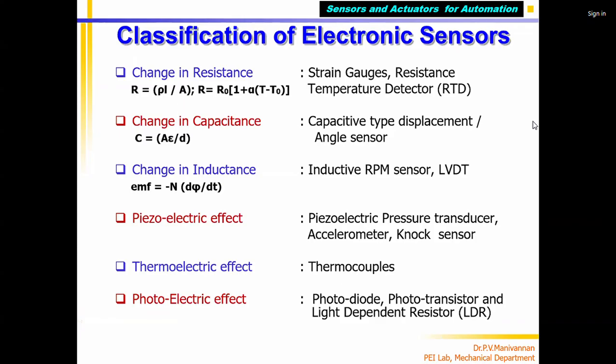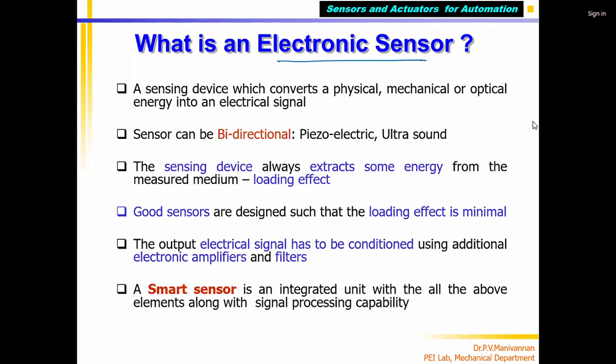Okay, now we'll see the classification of electronic sensors. I told you earlier, what is an electronic sensor? It measures any physical parameter and generates a proportional electrical signal. Okay, it should have the following. It can be a regular sensor, unidirectional or bidirectional, and it should have less loading effect. That means it should not extract energy from what it is measuring, and in that case, the measured quantity will be very close to the actual one. So the loading effect should be avoided by designing the sensor. The sensor designer should consider all those things.